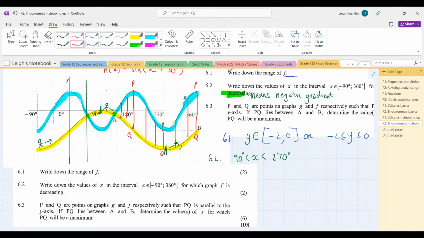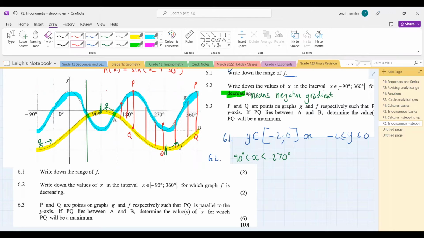It's not one constant length, and that's because of the shape of the graphs. The graphs get closer together and then they get further away. So as the graphs get further away from one another, the length of PQ increases. As the graphs of g and f get closer to one another, the length of PQ decreases.